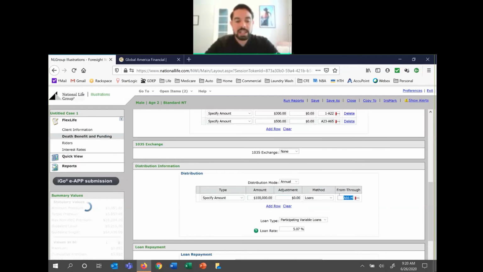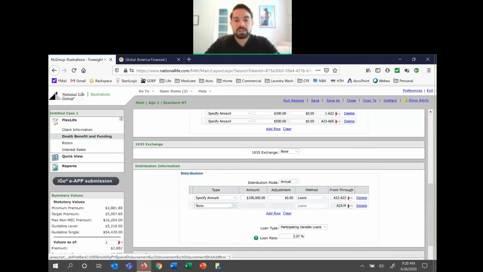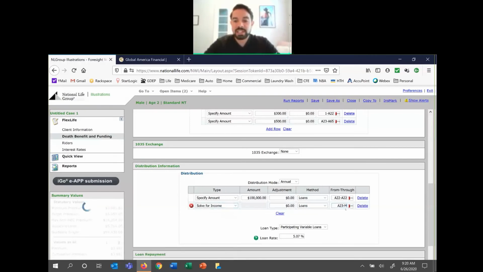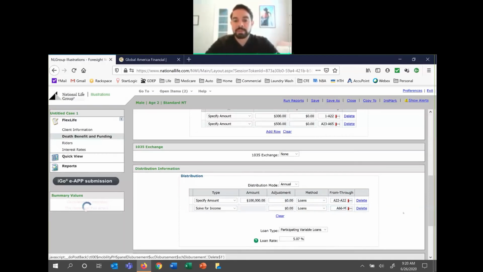Let's put it at age 22, after they graduate school. And then let's also put in the solve for income. Let's put it at age 66, whenever they retire, through maturity.